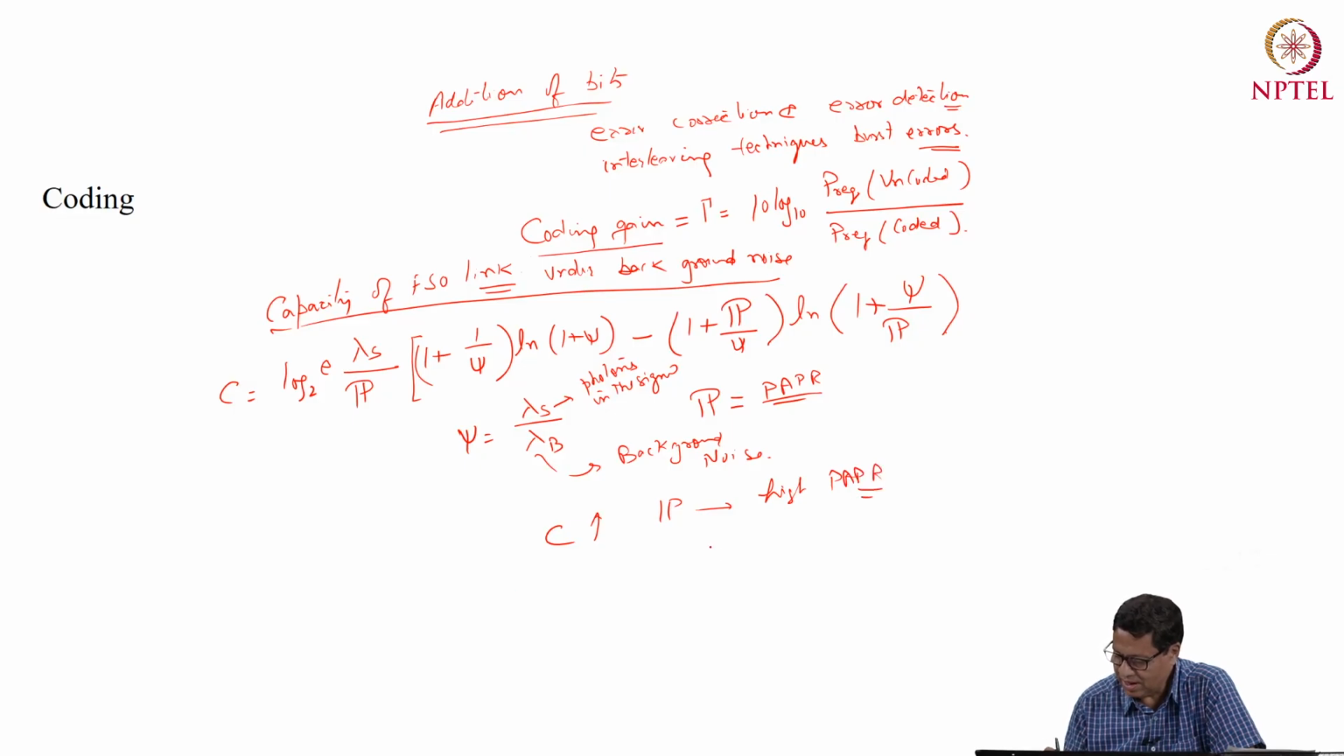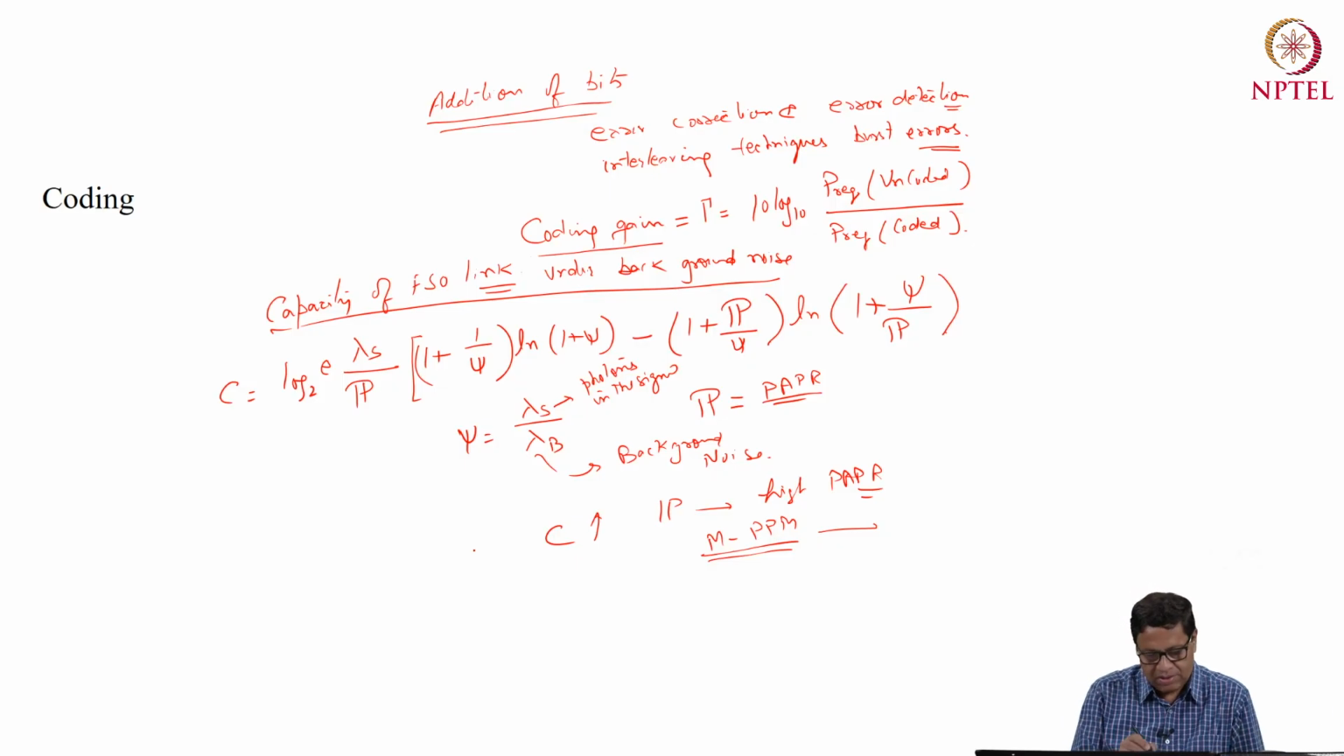High PAPR can be obtained by using, for example, MPPM kind of modulation, which we will discuss in later lectures when we discuss the modulation part. That is why in FSO systems you will see the use of these particular modulation techniques, because they give you enhanced capacity. So this is one way of handling or mitigating atmospheric turbulence.